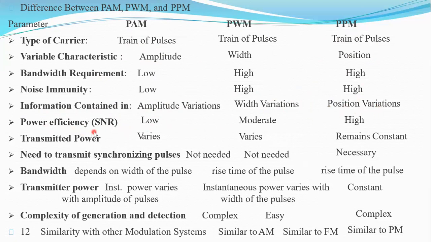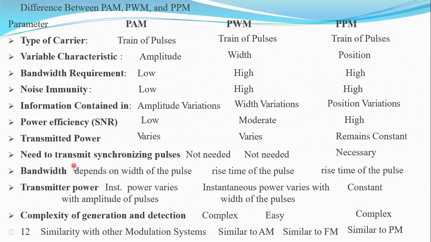Similarly, regarding the signal to noise ratio, for PAM it will be low, for PWM, pulse width modulation, it is moderate, and in pulse position modulation it is a little bit high when compared to pulse width modulation. And coming to the transmitted power, it will be varying in pulse amplitude modulation and pulse width modulation, whereas in pulse position modulation it will be constant.